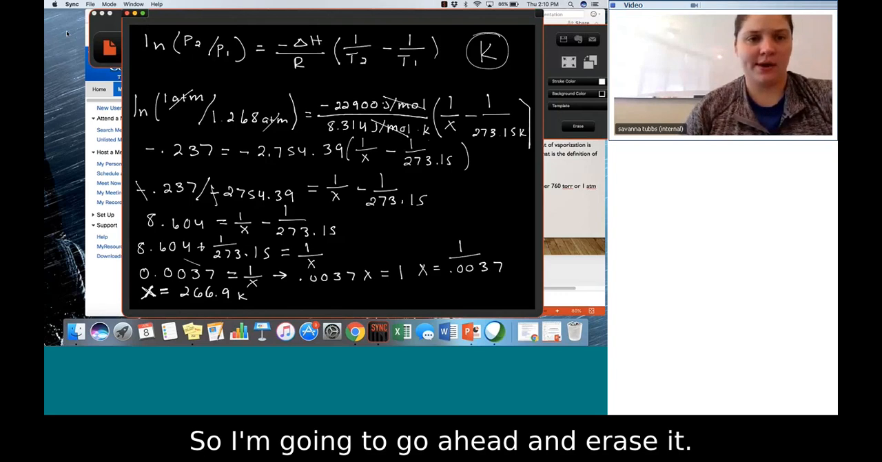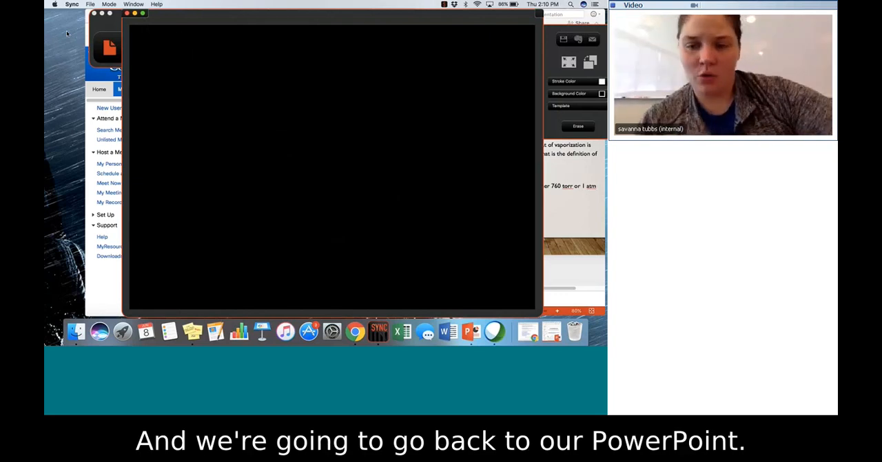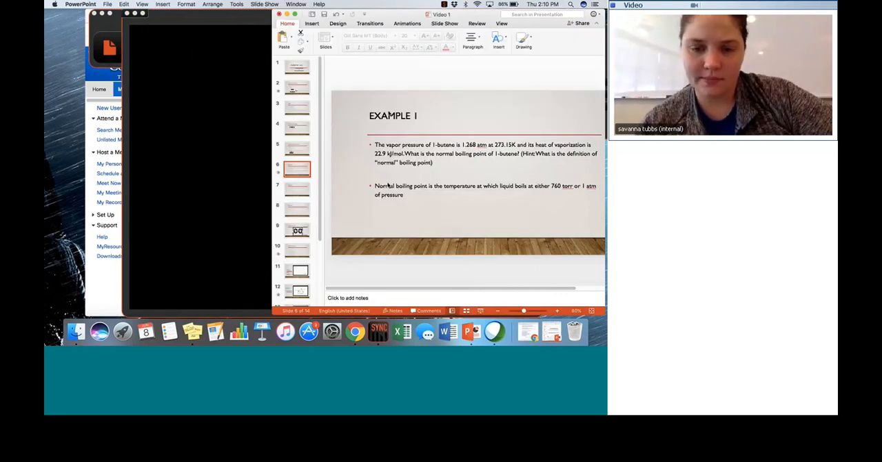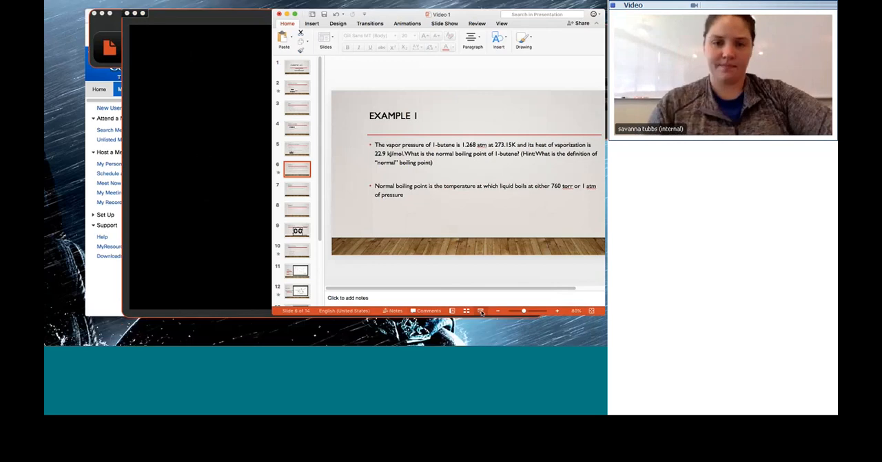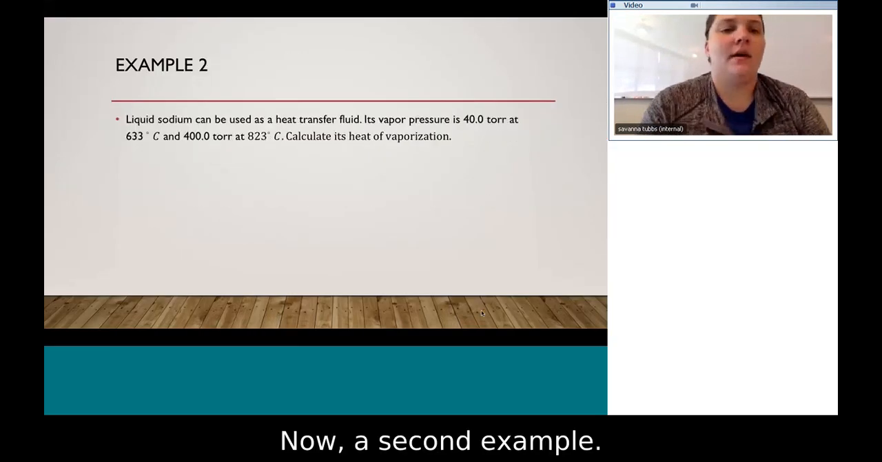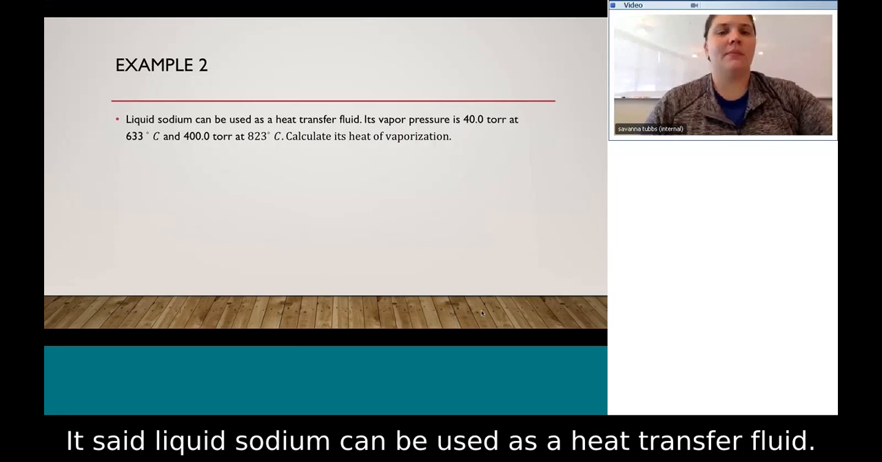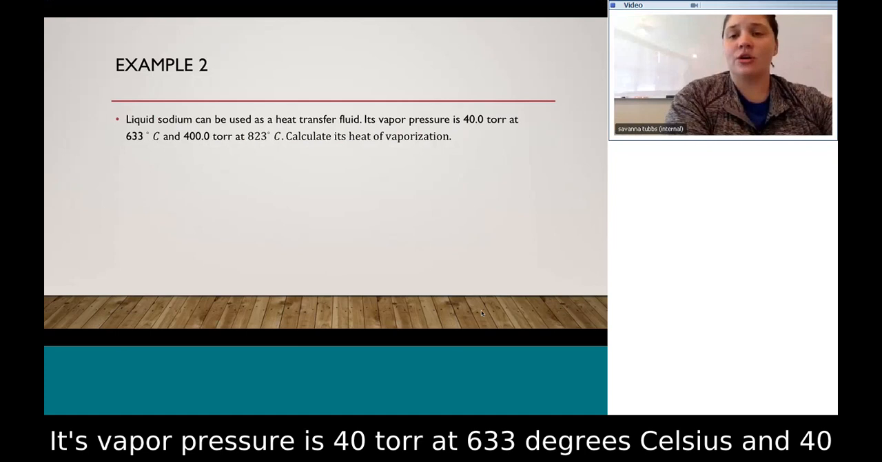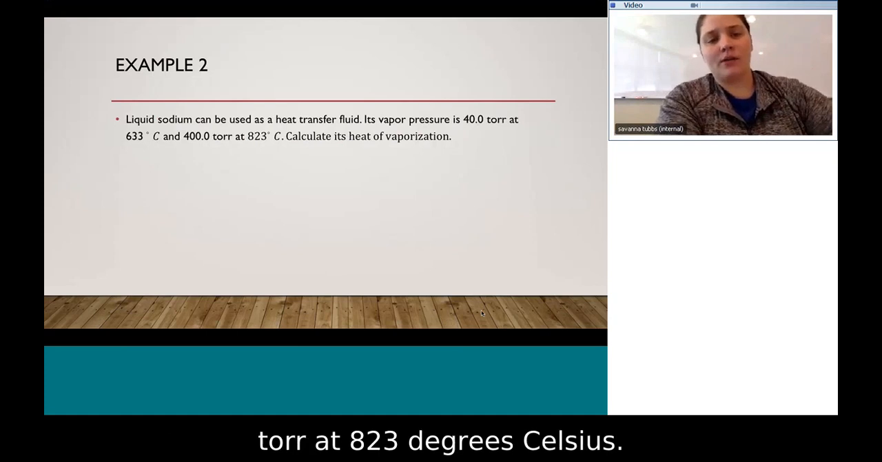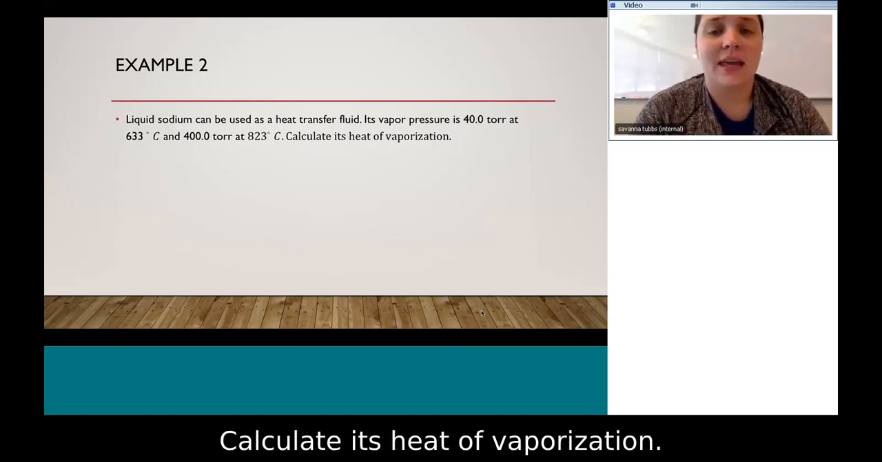Okay, so I'm going to go ahead and erase it, and we're going to go back to our PowerPoint. All right, now a second example. It said liquid sodium can be used as a heat transfer fluid. Its vapor pressure is 40 torr at 633 degrees Celsius and 400 torr at 823 degrees Celsius. Calculate its heat of vaporization.